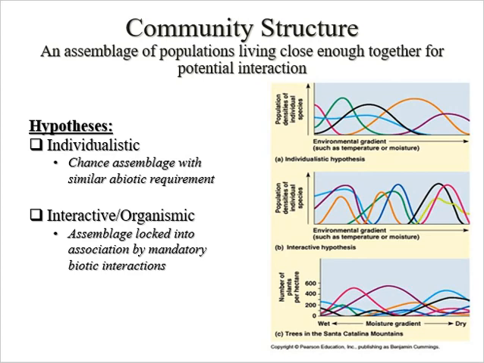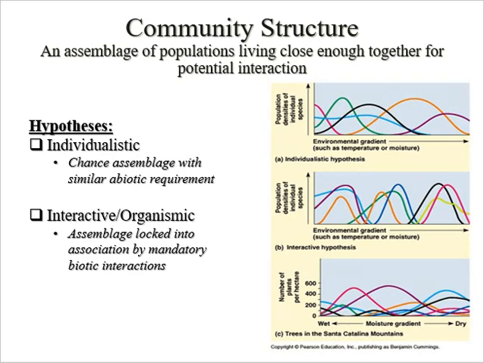This is quite different from the view of the organismic or interactive hypothesis, which was coined by Frederick E. Clements. Clements' view of communities was essentially that species in a community acted as interdependent superorganisms, hence the organismic model, as it's called. So the community itself is like a living, breathing organism.